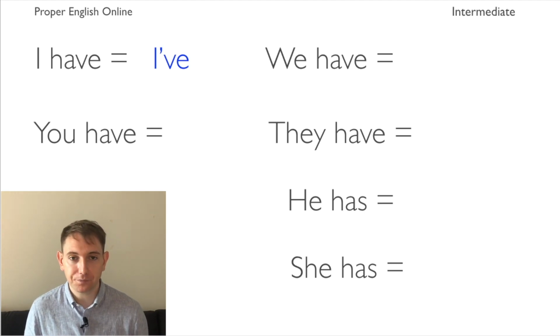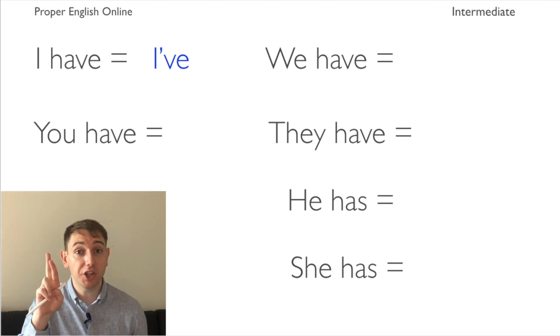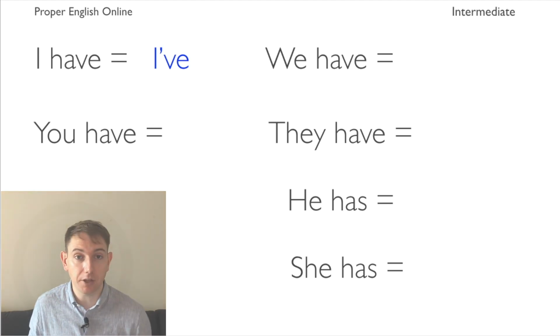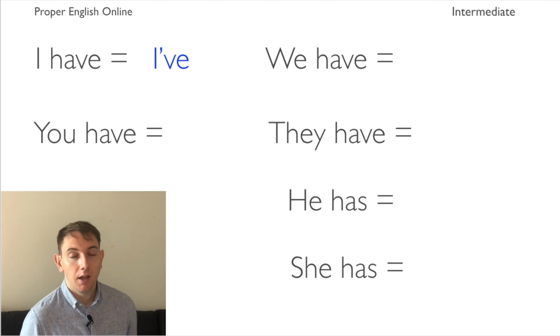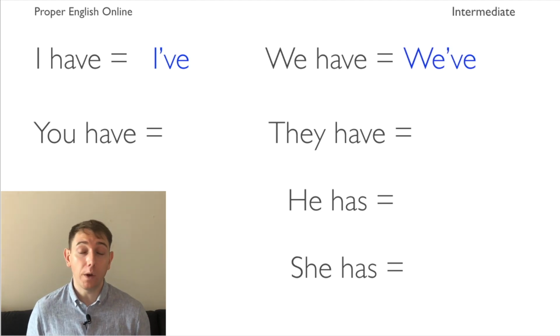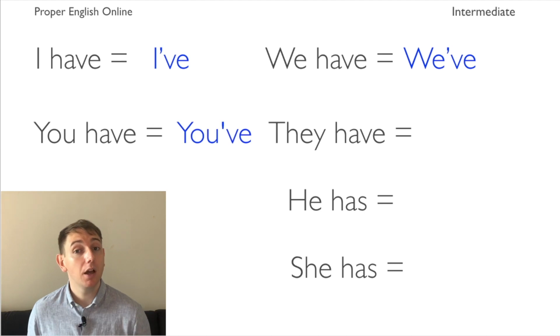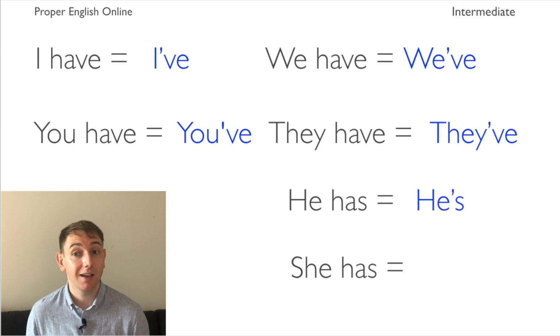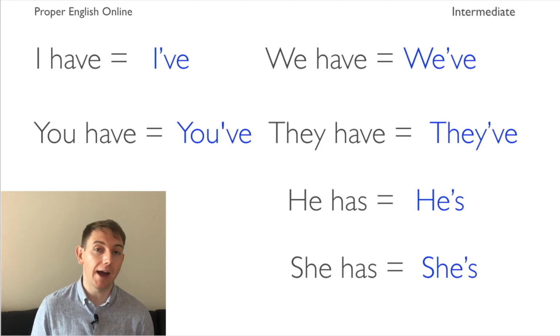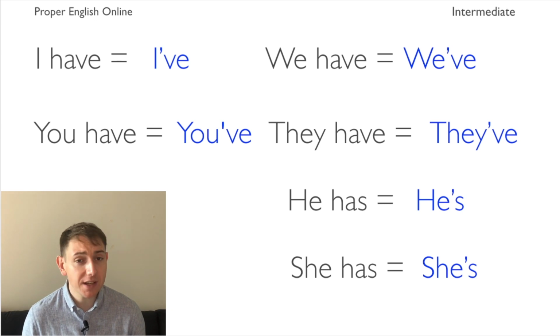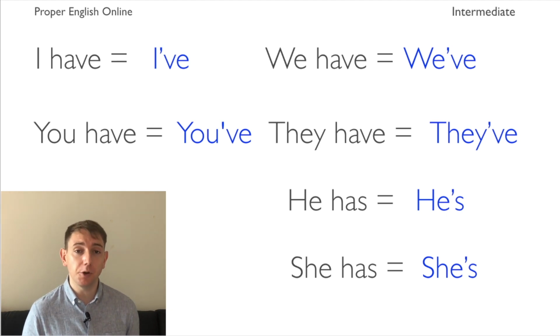How about the rest of them? Pause this video. How do we pronounce these other examples with the contraction, the words being pushed together? Okay, so we've got we have, we've. You have, you've. They have, they've. He has, he's, and she has, she's, okay? She's, he's, they've, you've, we've, I've. Now, that's quite a simple one. We use that with present perfect simple.